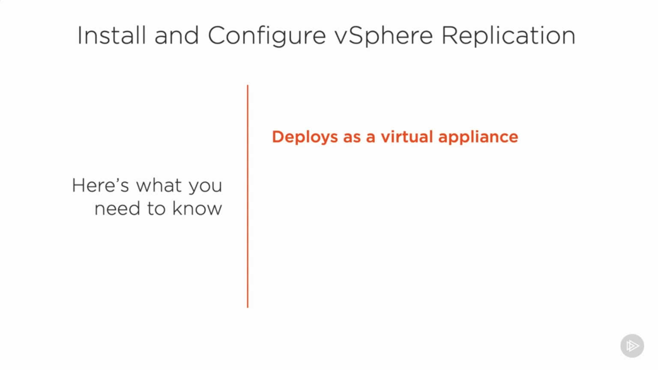You should also know that vSphere replication deploys as a virtual appliance, so there's no operating system or application to install, no virtual machine to create. You simply deploy the virtual appliance and the virtual machine is built with operating system and application already pre-configured.